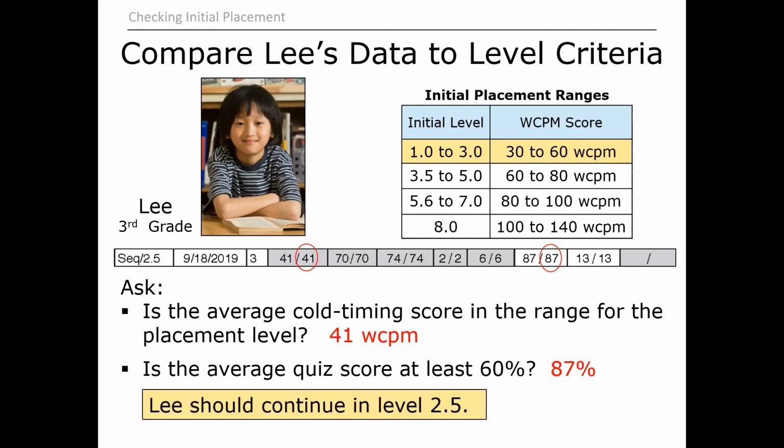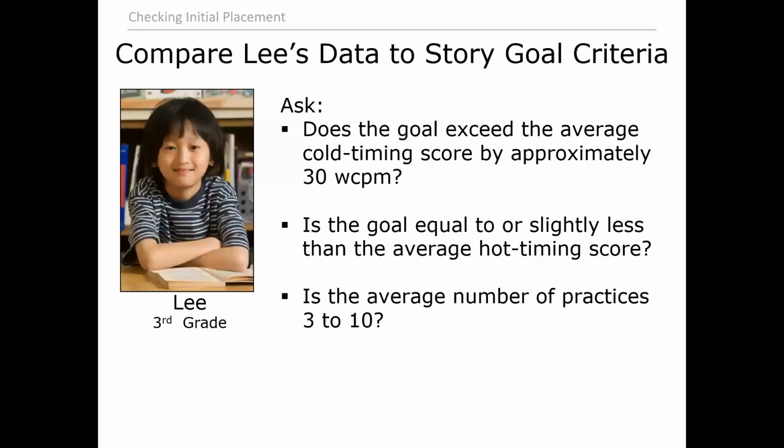I would continue Lee in level 2.5. From a fluency standpoint, he's still reading very slowly. We can really hone in on this automaticity. 41 words in a minute is not very many words. Okay, so I don't want to put him in more challenging stuff, even though his quiz is strong. I'm going to leave him in level 2.5. So now I have to decide, do I need to raise his goal?